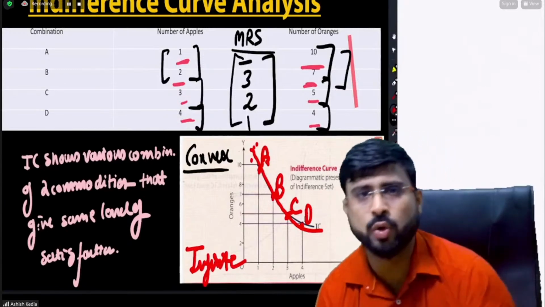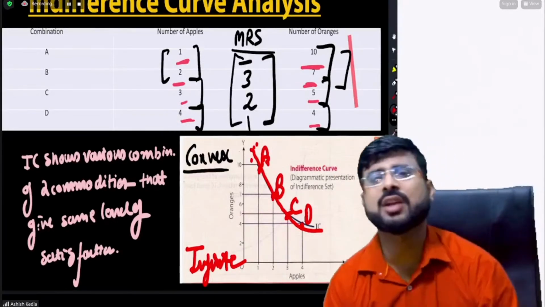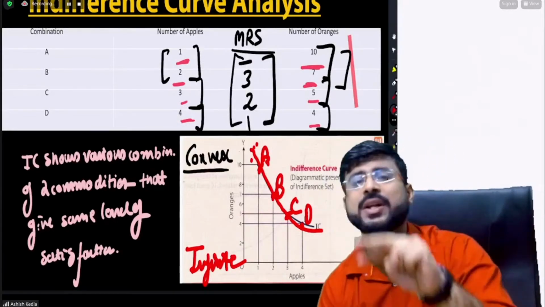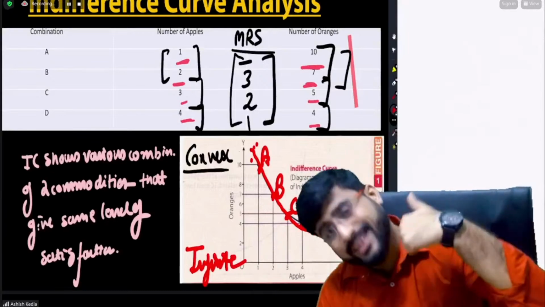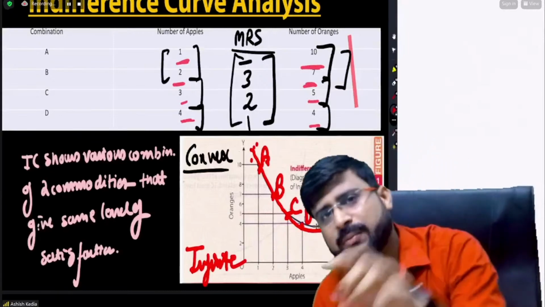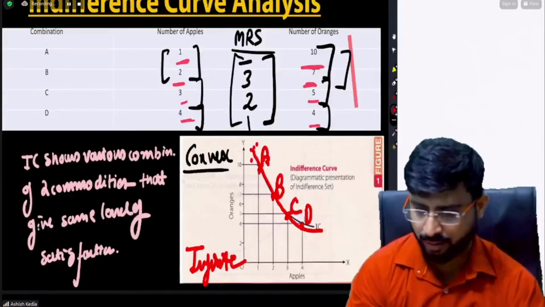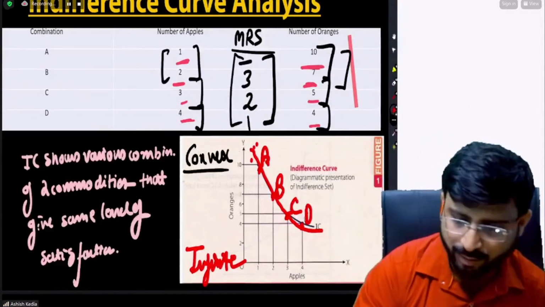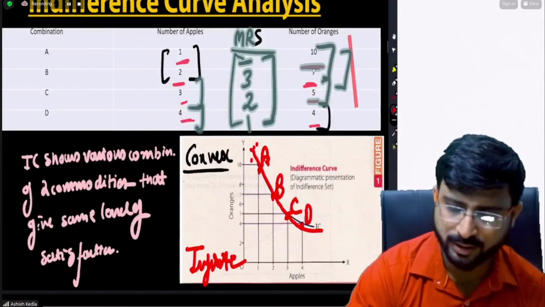What does this curve show? This curve shows various combinations. What did I say? Various combinations of two commodities that give the same level of satisfaction to the consumer. Meaning what, sir? I will explain the meaning.